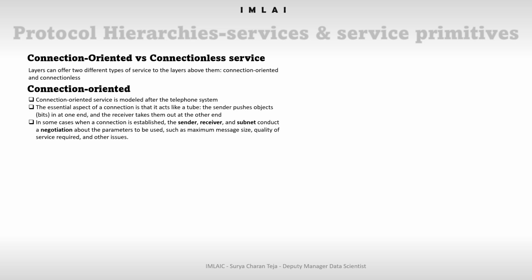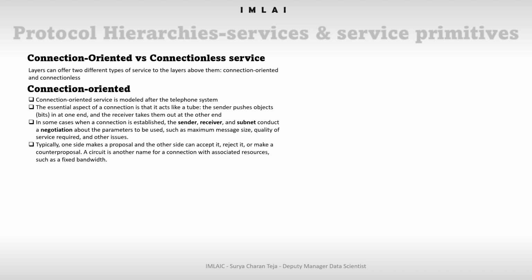The essential aspect of a connection is that it acts like a tube. The sender pushes bits of data in at one end and the receiver takes them out at the other end. In most cases the order is preserved, so that the bits arrive in the order they were sent.